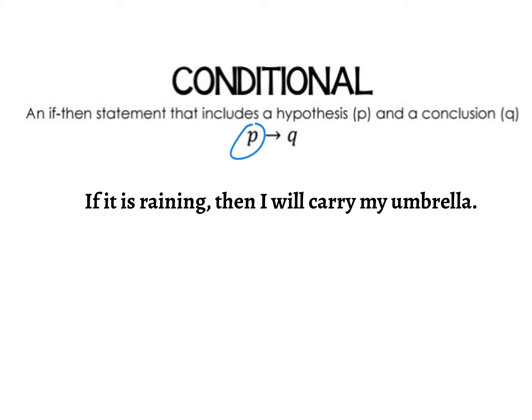And then we call the Q the conclusion. So we have if hypothesis, then conclusion. And if the hypothesis is met, or if this condition is met, then you can conclude Q. You can conclude this conclusion.